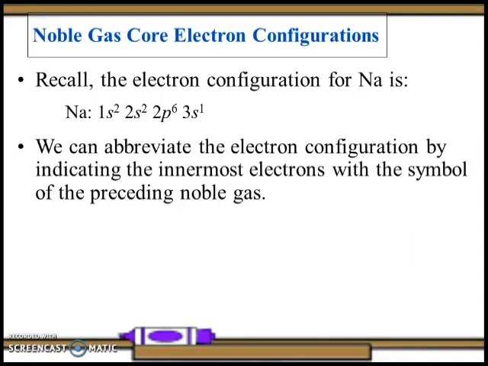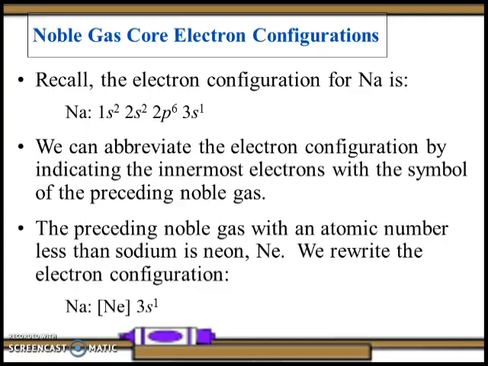Another example is sodium. Recall the electron configuration for sodium is 1s2, 2s2, 2p6, 3s1. We can abbreviate the electron configuration by indicating the innermost electrons with the symbol of the preceding noble gas. The preceding noble gas with an atomic number less than sodium is neon, or Ne. We rewrite the electron configuration as this. In the condensed electron configurations, neon completes the 2p subshell. Sodium marks the beginning of a new row. So we write the condensed electron configuration for sodium as [Ne]3s1.